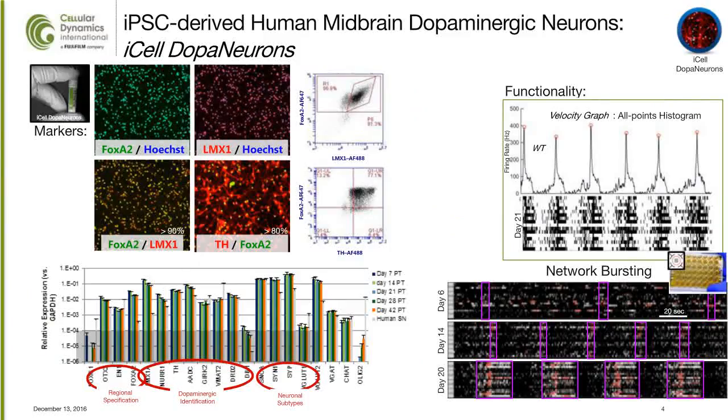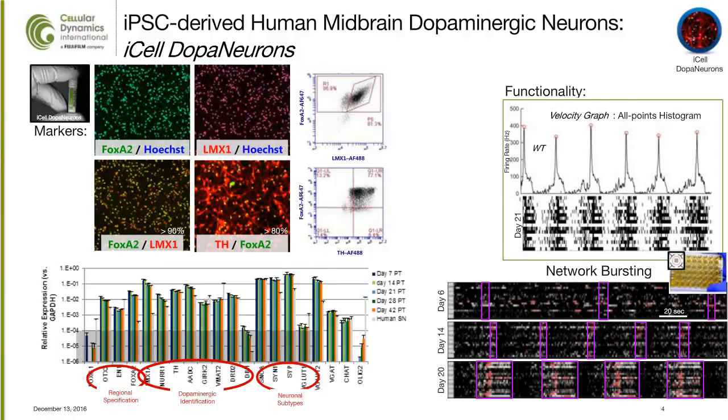For the human Parkinson's model that I'll present in a moment, I'll first introduce the iCell DopaNeurons, which again, similar to the iCell neurons, is a neuronal product. However, in this case, it's a midbrain dopaminergic neuron that expresses over 90% co-expression for FOXA2 and LMX1, and over 80% for TH, which is tyrosine hydroxylase.